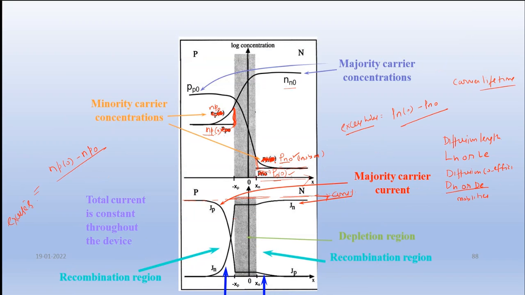Here, they are in minority, right? They are in minority here, and once they are moving, once they are here, they are majority charge carriers. Suppose if I take this side as an example, these are the holes. Holes are in minority.